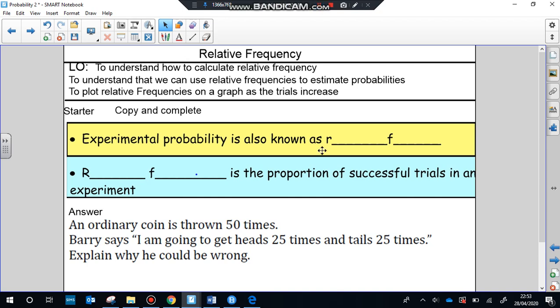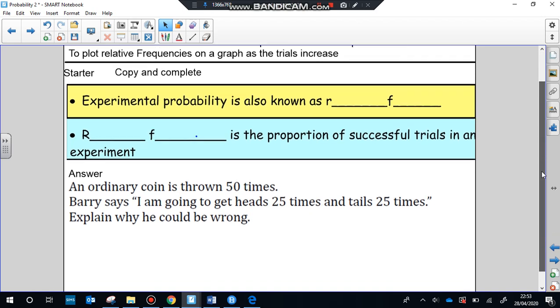Good morning, Year 9. So today's lesson is on relative frequency. We touched a little bit on it yesterday, and those of you that did some of those experiments will have been using relative frequency to work out your probabilities. So if you could start by copying these sentences and fill in the missing words. Okay, should be fairly obvious what the missing words are. Okay, pause if you need to.